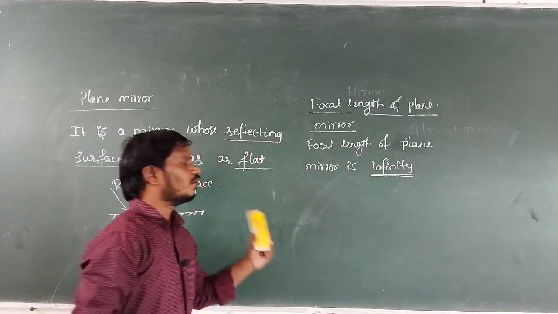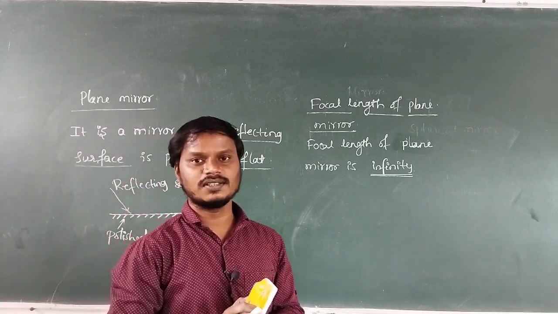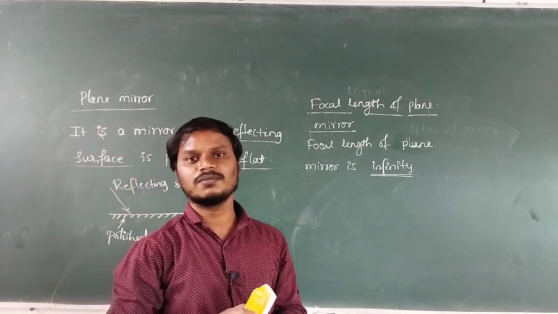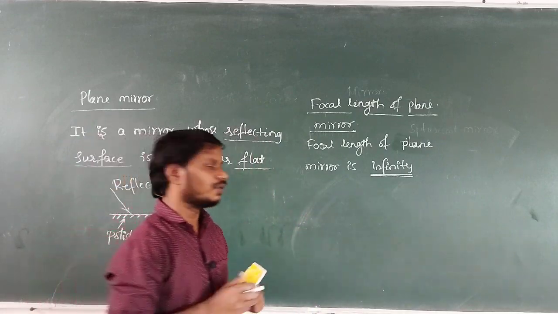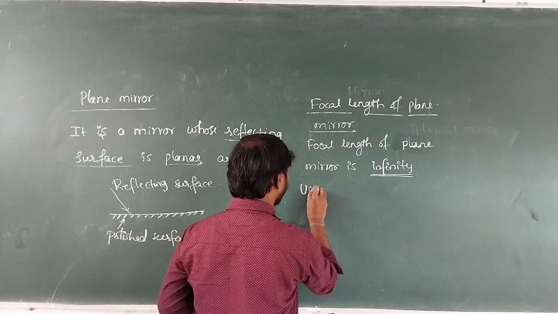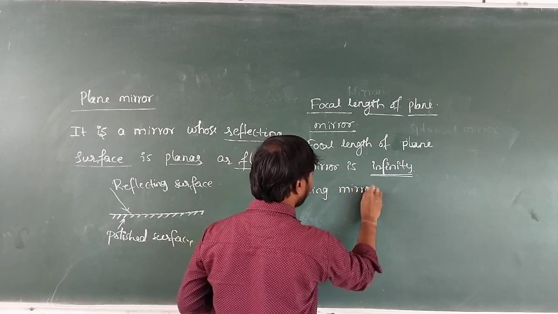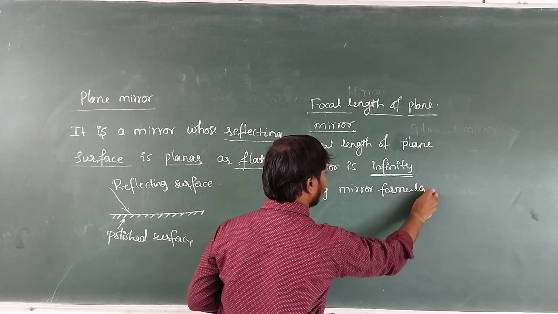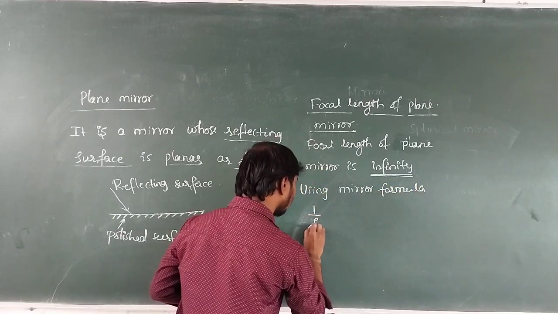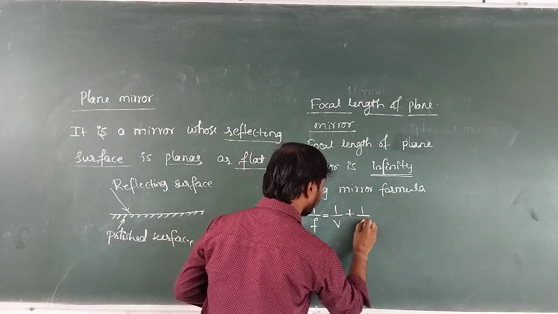So why is the focal length of plane mirror infinity? By using the mirror formula. What is that mirror formula? 1 by f is equal to 1 by v plus 1 by u.